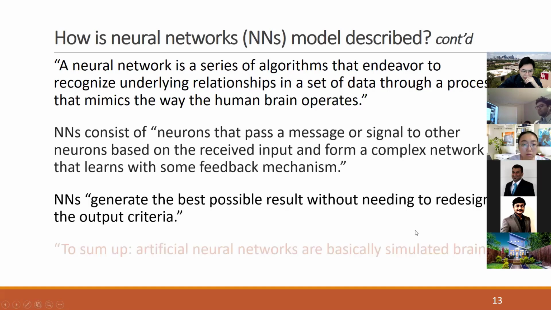We have one last one. To sum up, artificial neural networks are basically simulated brains. Now, I like this one best. Given everything that we had, and if we begin with this one, it's also pretty fun. Which one do you like the most?